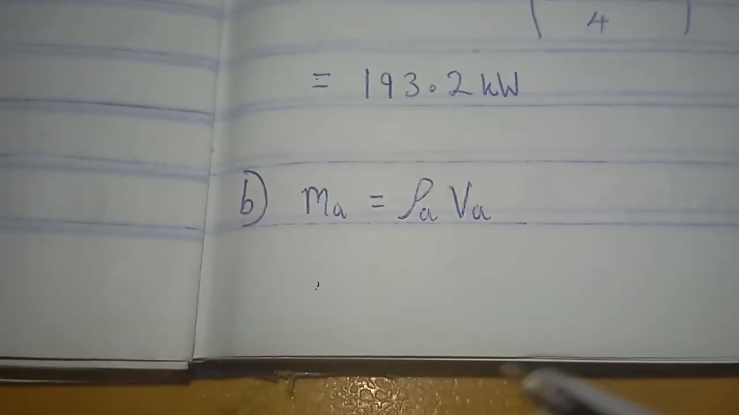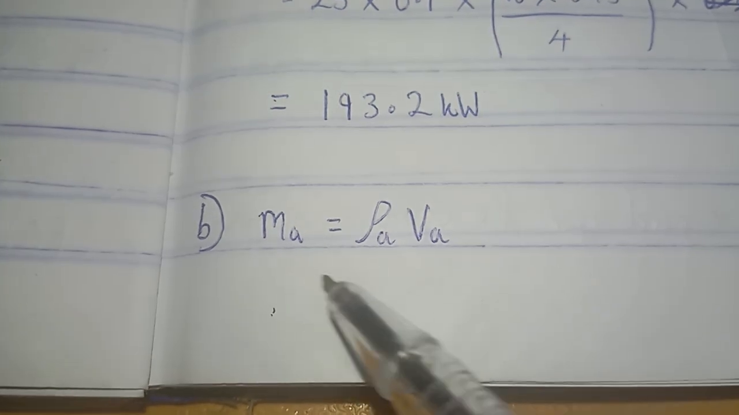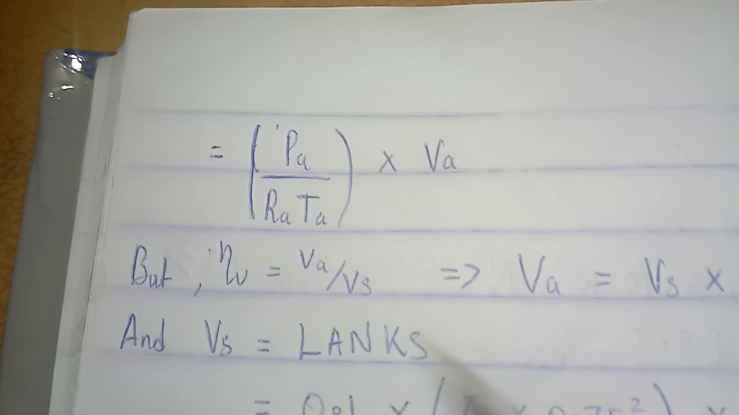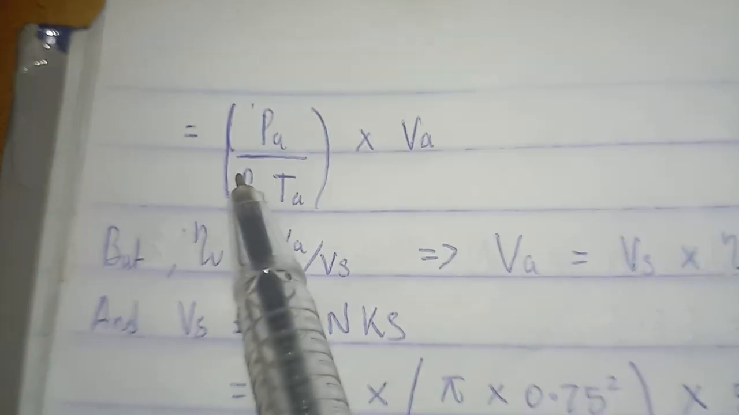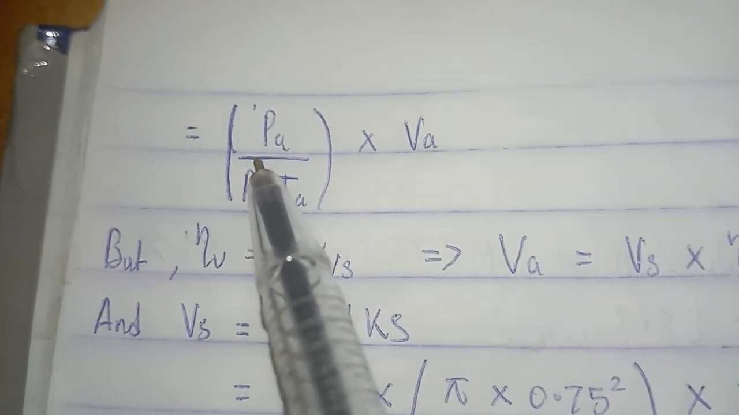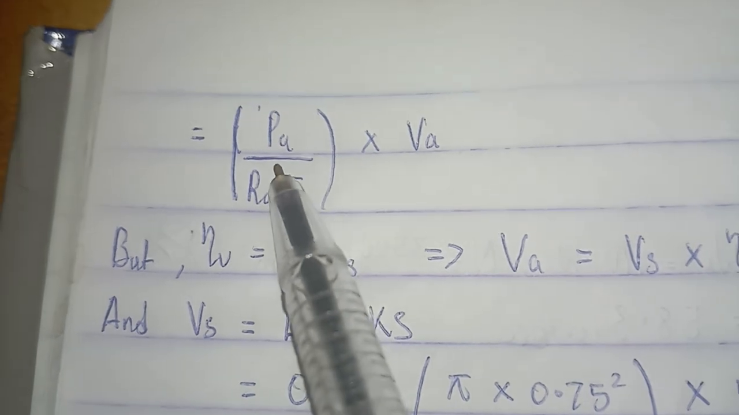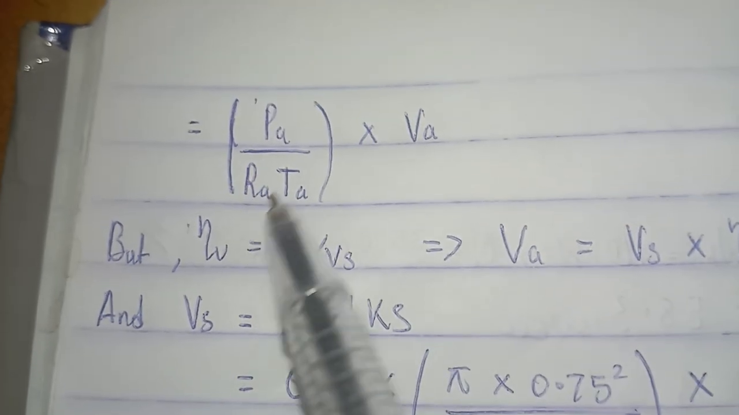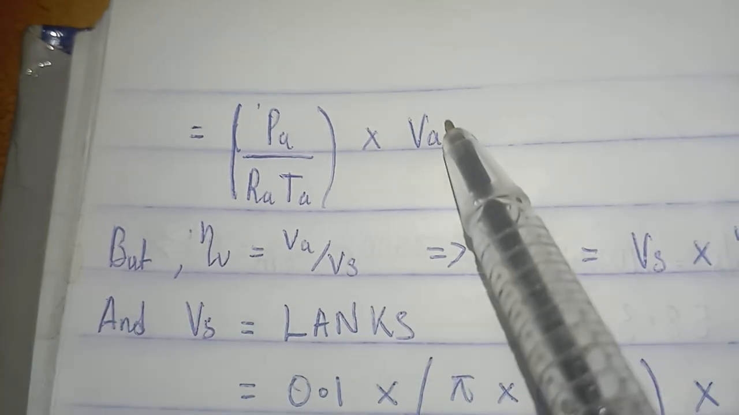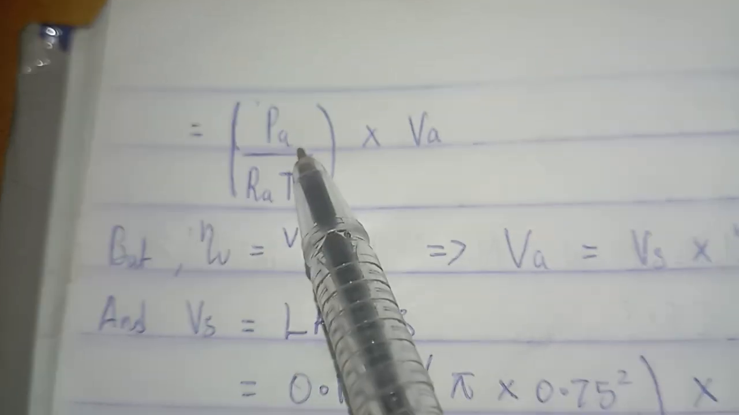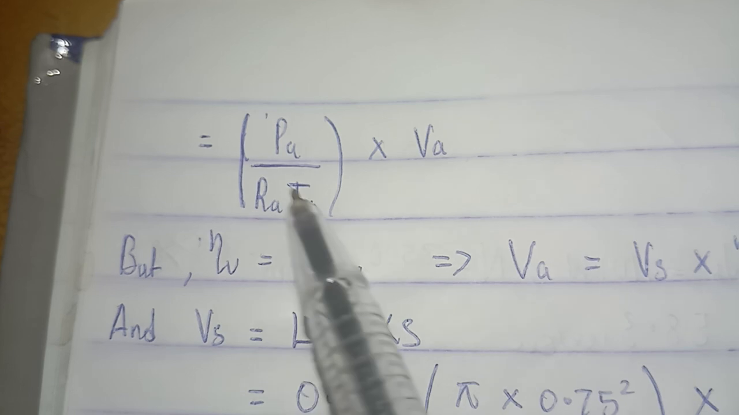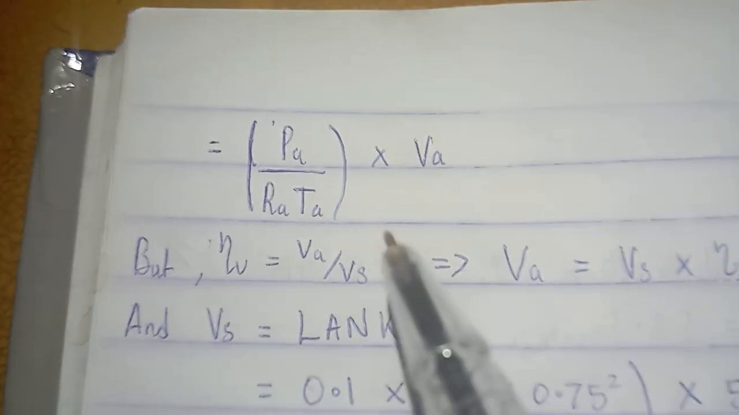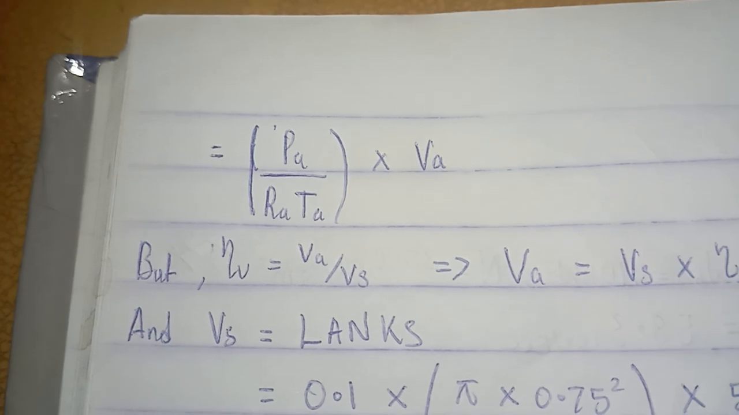So let's say mass of air is equal to density of air times the volume of air. This can still be further written as, we can replace density and say the pressure of air over the gas constant of air times the temperature of air, times our VA. We have our pressure of air, we have our gas constant of air, we have our temperature of air. We don't have VA. But volumetric efficiency at supercharged condition was given, that is 100%, 1.